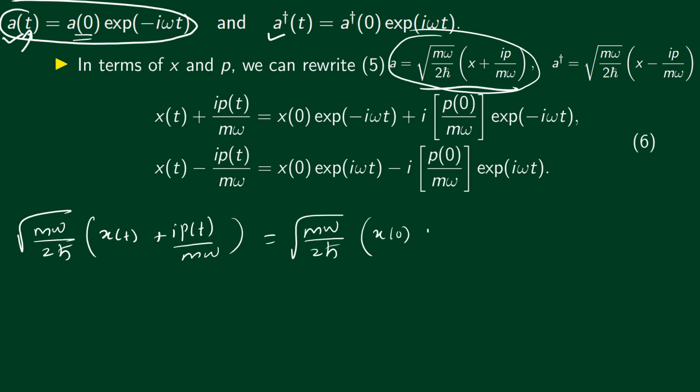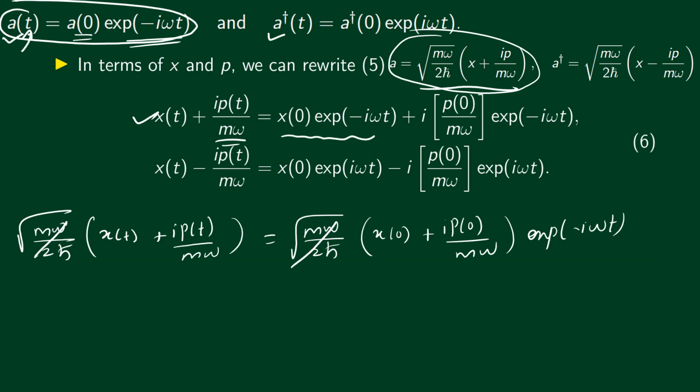x of 0 plus i p of 0 divided by m omega. And we also have this exponential minus i omega t here. Okay. And the square root of m omega divided by 2 h bar cancels on both sides, and we get this expression: x of t plus i p of t divided by m omega is equal to x of 0 exponential minus i omega t plus i p of 0 divided by m omega multiplying exponential minus i omega t.